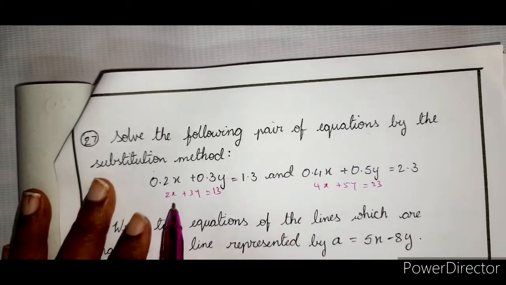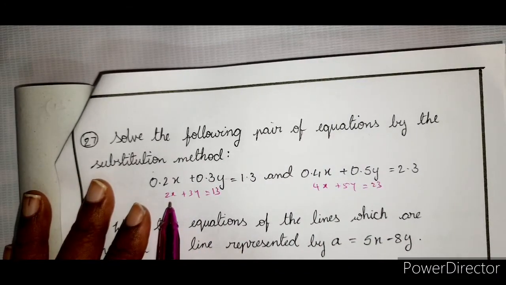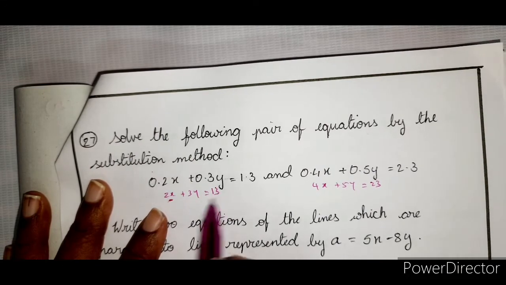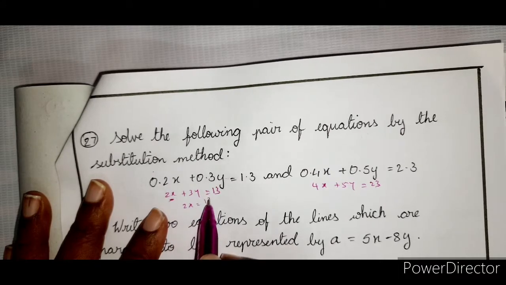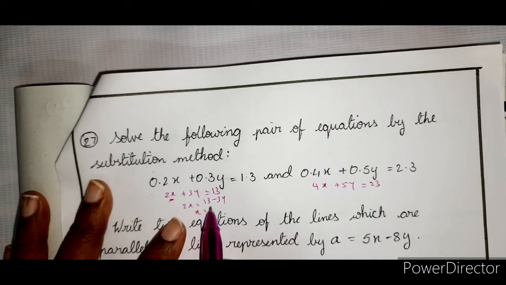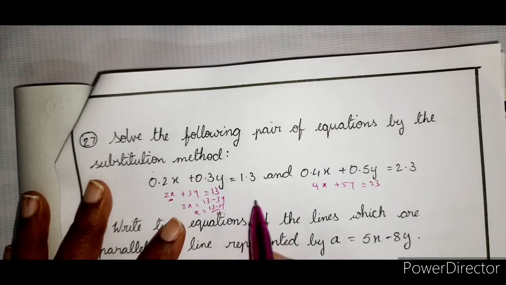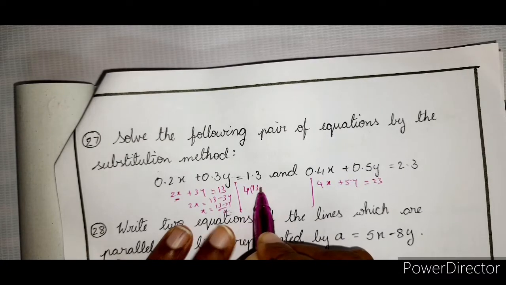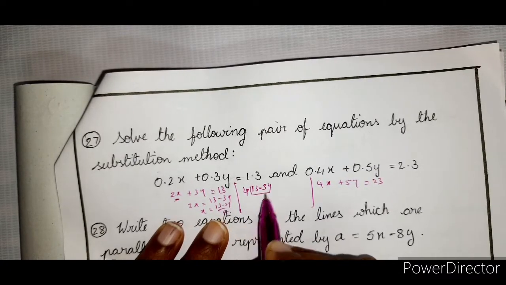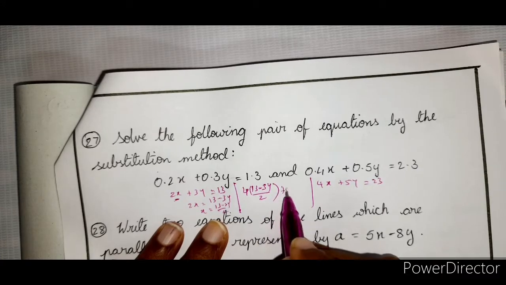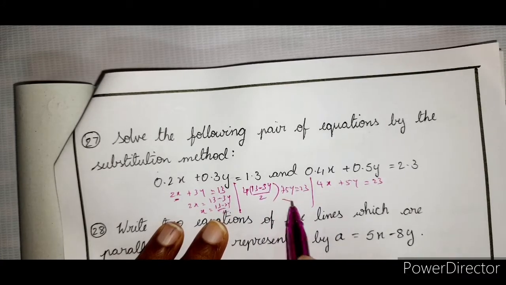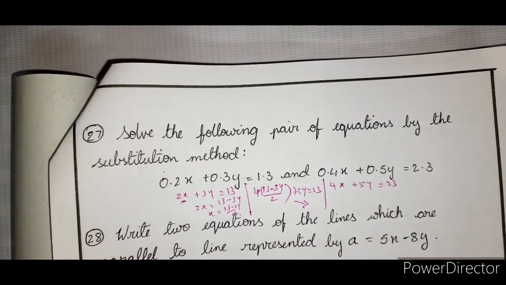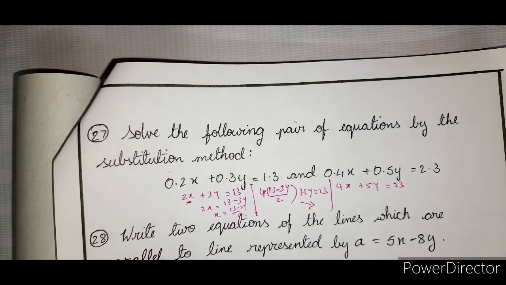What is the substitution method? Suppose you find 2x in terms of y. That means 2x is equal to 13 minus 3y, or x is equal to (13 minus 3y) by 2. Substituting in this one, 4 into (13 minus 3y) by 2 plus 5y is equal to 23. Now solve for y, and after finding y, substitute in the equation and then solve for x. Clear?